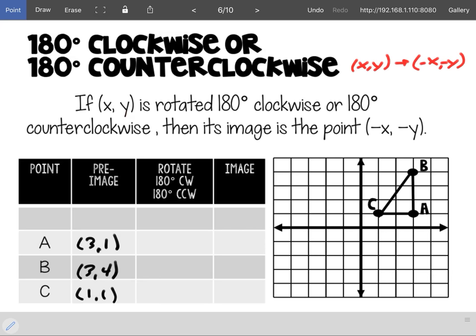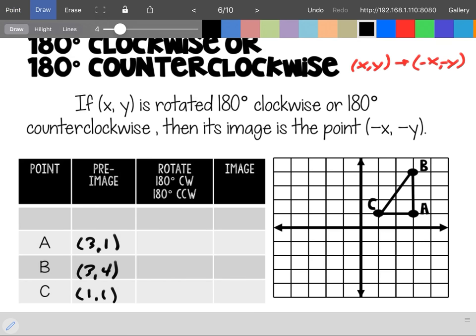So that's this thing right here. So (x, y) goes to (negative x, negative y). So there's your rule for 180 degrees clockwise or counterclockwise. And you leave the coordinates alone. I mean, they're in the same order. You just take the negative of each of them.